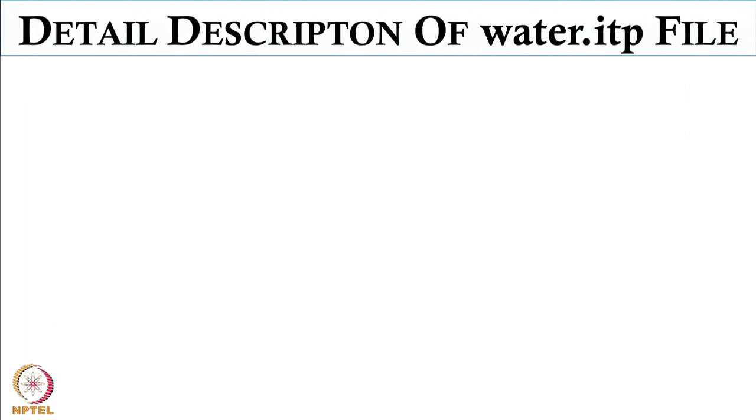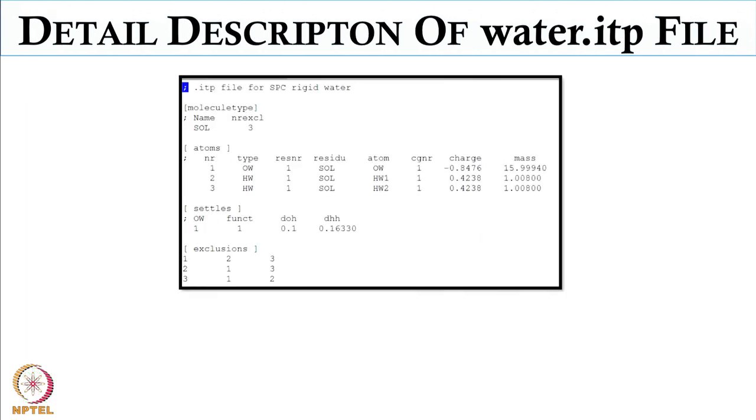So now we will come to the water.itp file. This is the ITP file format. First you have to define the residue name of water, that is SOL. In atoms, NR is the atom number, since there are 3 atoms, so it's 1, 2 and 3. Then there is type, which defines the atom type. No, before that you have name, which is SOL, and then NR, that is the excluded interaction. What is the meaning of that?